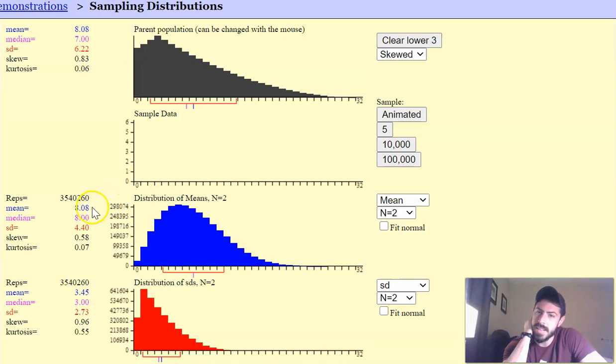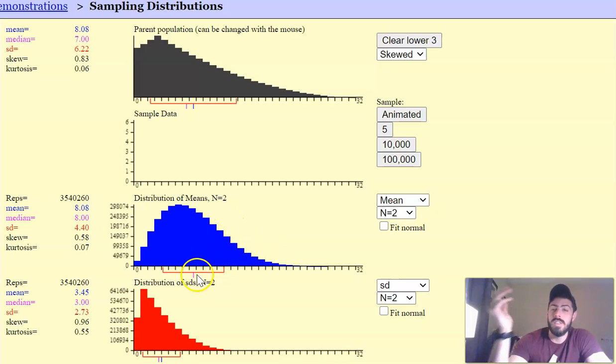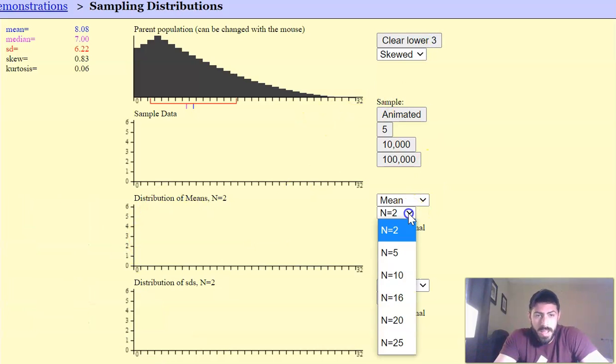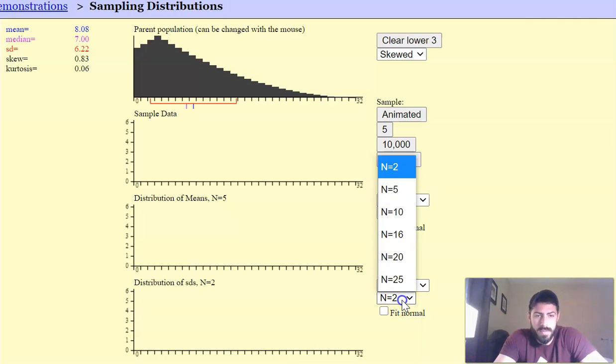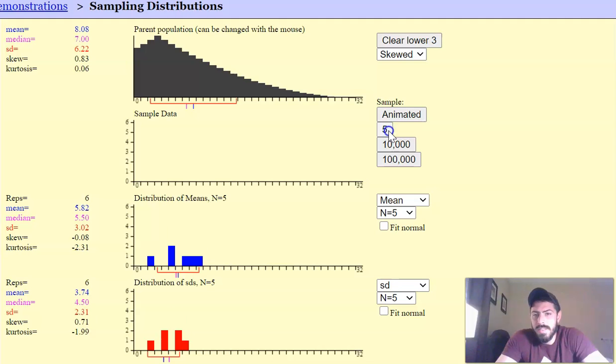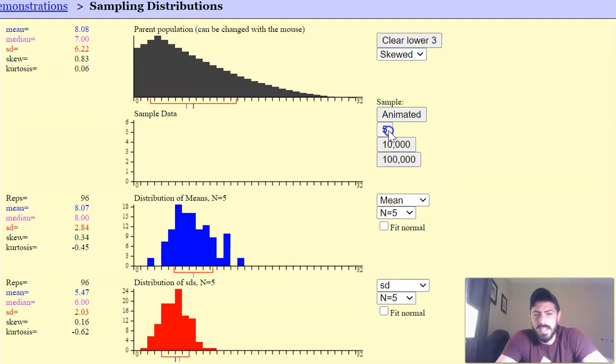However, notice that I still get a half decent estimate for the mean if I do the repetition enough times, but of course, my standard deviation is significantly off, and I'm not going to be able to do any calculations with this. So what if we again increase the sample size to 5? So instead of taking 2 at a time, we're going to take 5 at a time. And it's probably going to give us still a bit of skew, but let's see what happens.